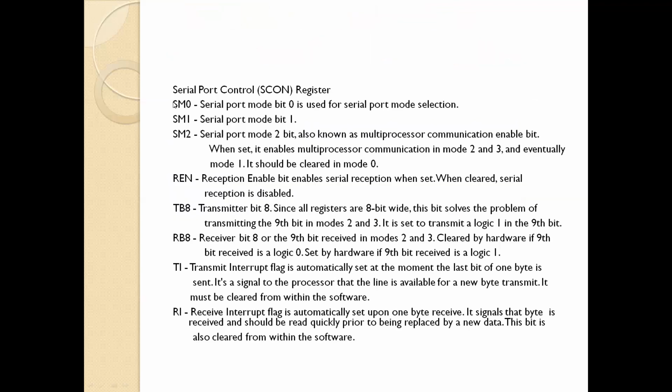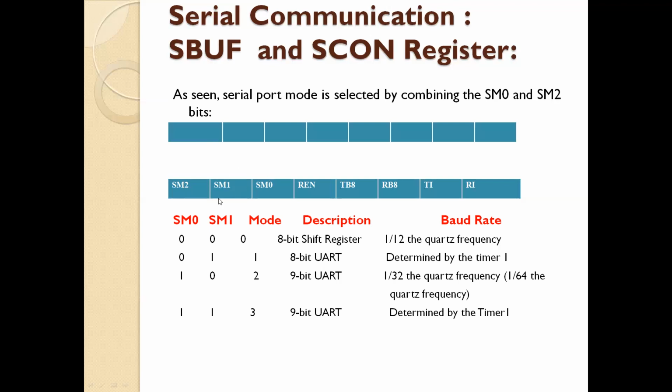SM0 and SM1, these 2 bits will decide the mode of operation out of these 4, and SM2 will decide whether your microcontroller is communicating with a peripheral or with another processor, that is, multiprocessor communication. This will be enabled by SM2. Now, what are the remaining bits? In timer, we have seen an overflow bit, the TF bit. Whenever overflow occurs, that bit will be set, so we come to know that overflow occurred.